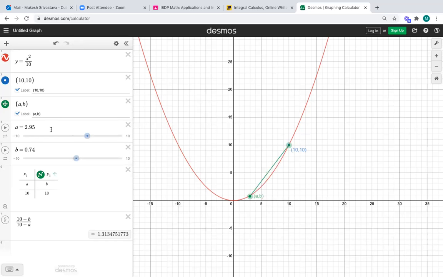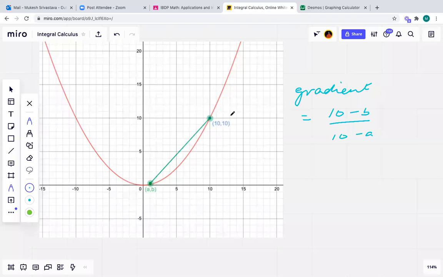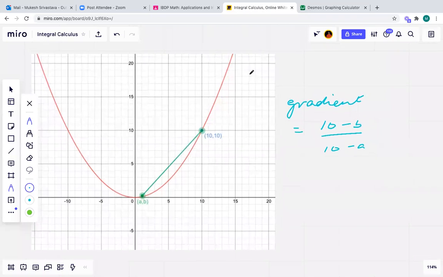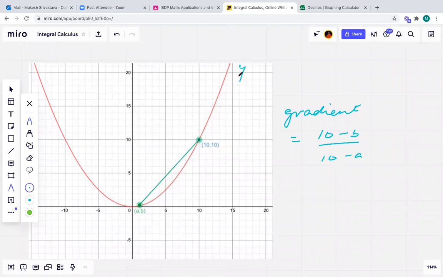B is a point on the curve, right? So B is equal to x square. See, this curve is y equals x square. This curve is y equals x square. So my point B is also y equal to x square.